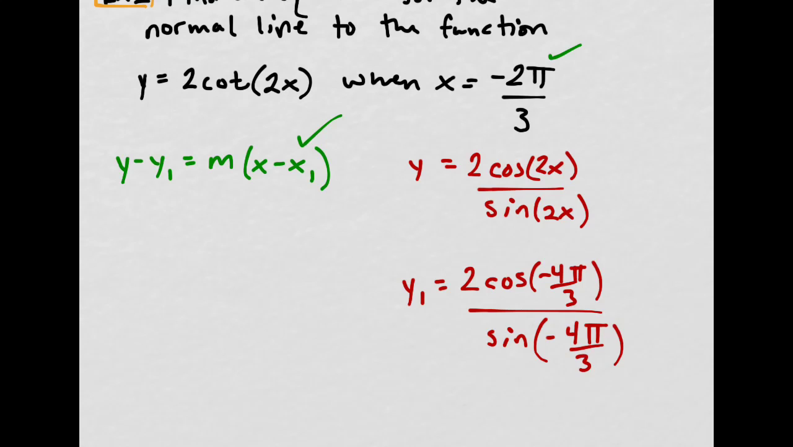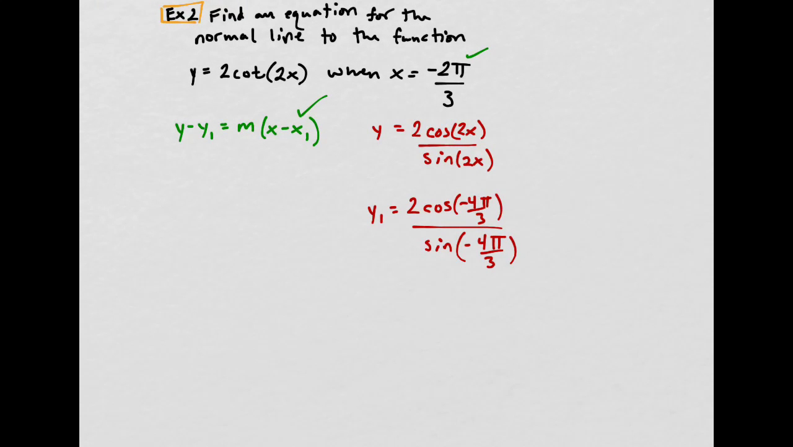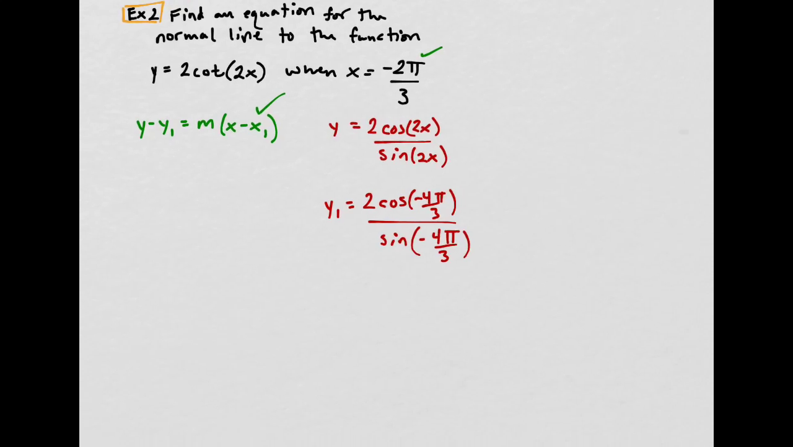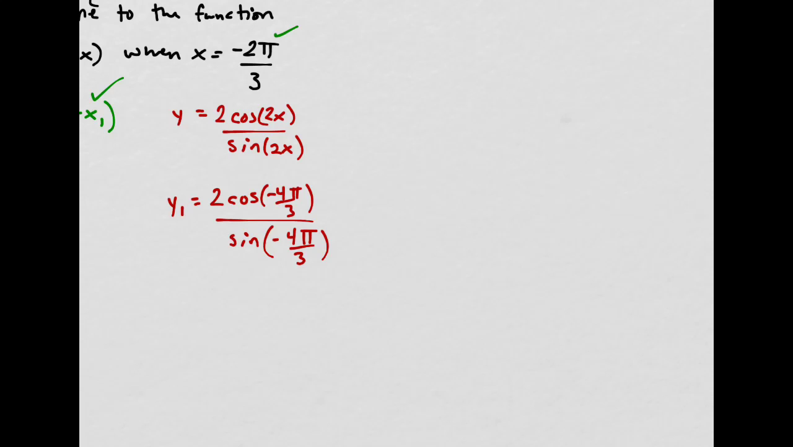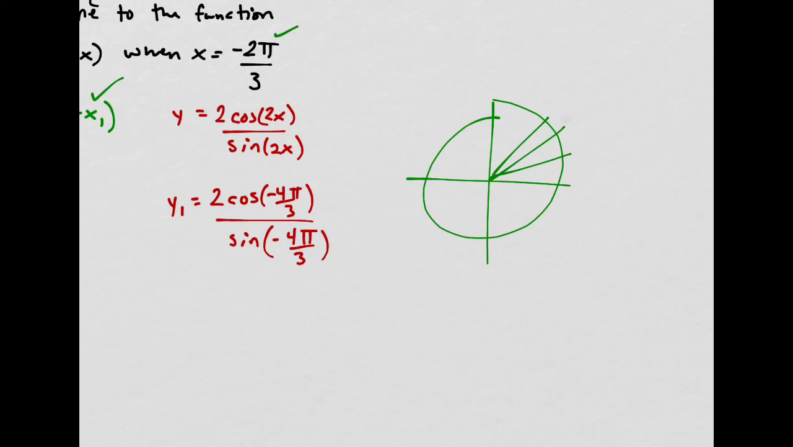Okay, well, I have to figure out what cosine of 4 pi over 3 is, and sine of 4 pi over 3 is actually negative, so let's see. The way I do it is by drawing a unit circle real quick. And I know that this is pi over 6, pi over 4, pi over 3, pi over 2. But we're going backwards, huh?